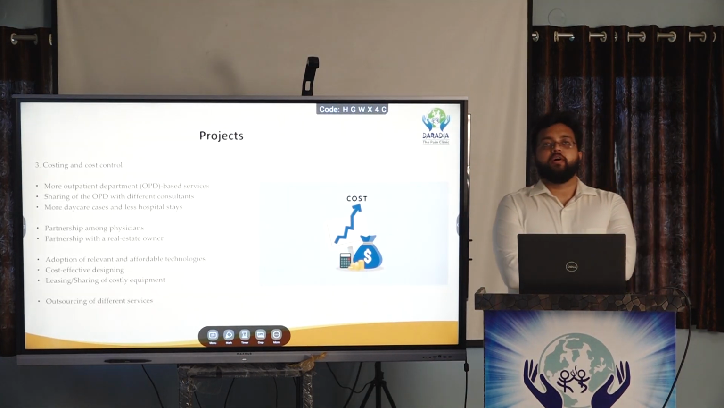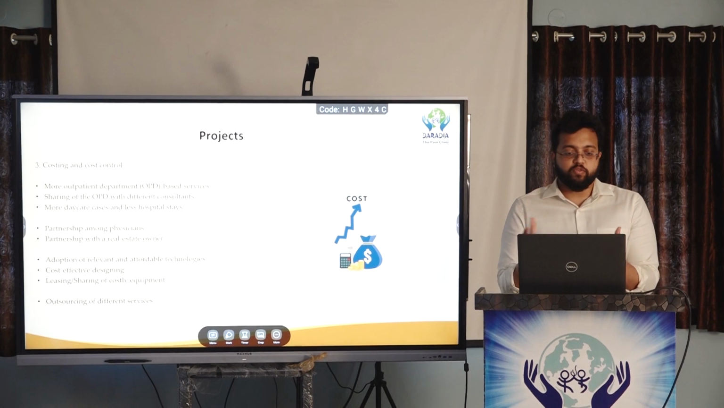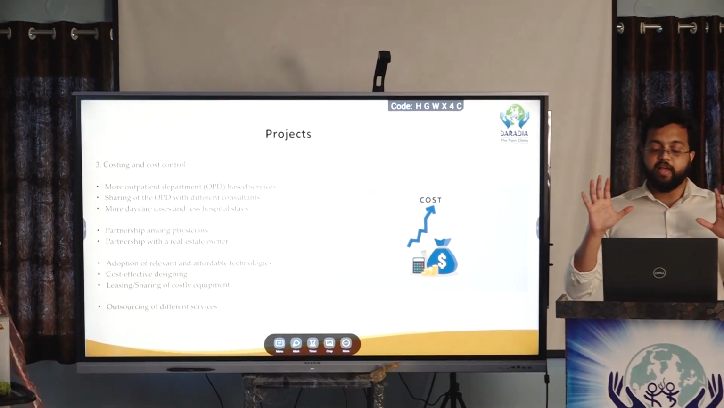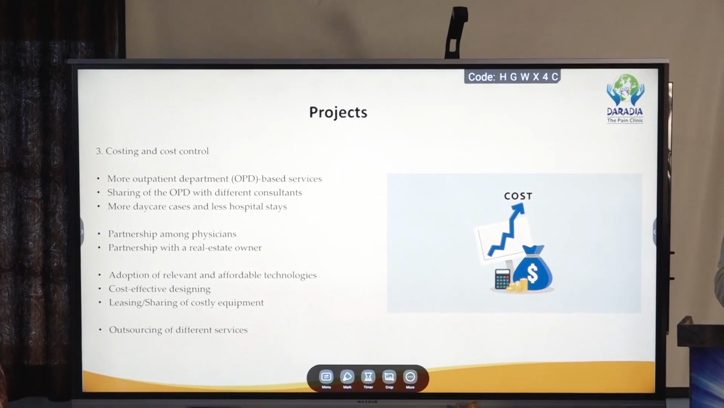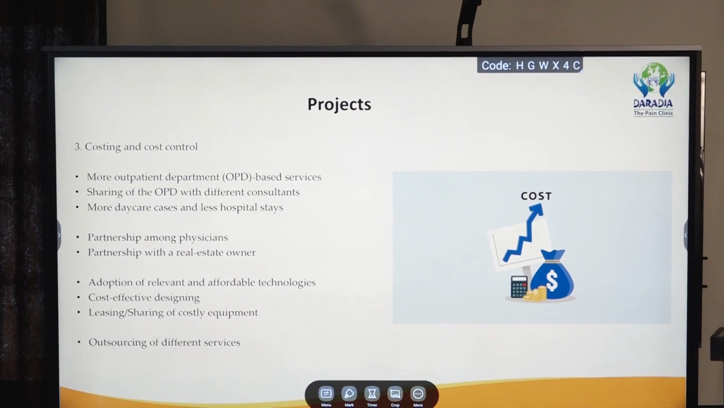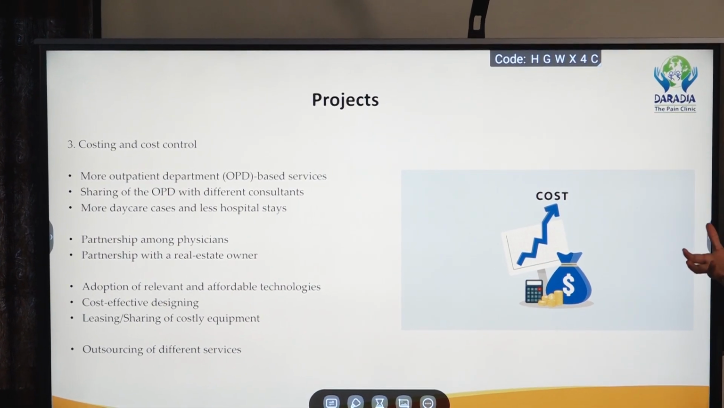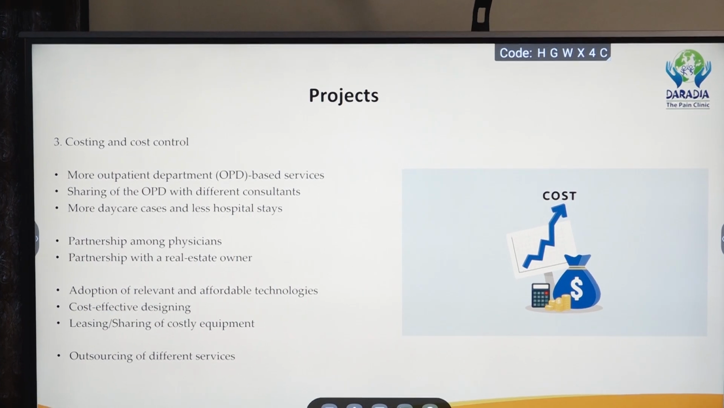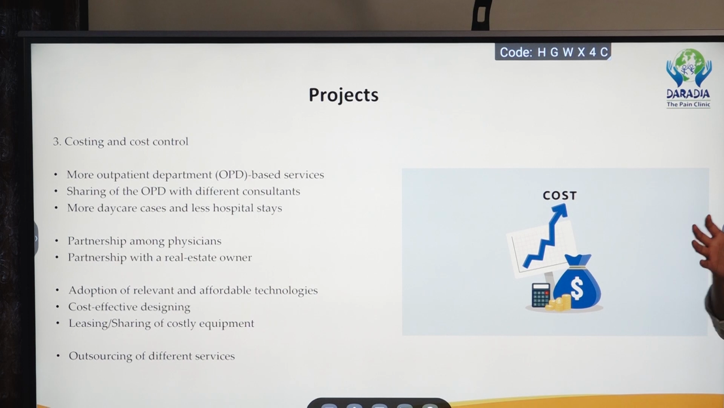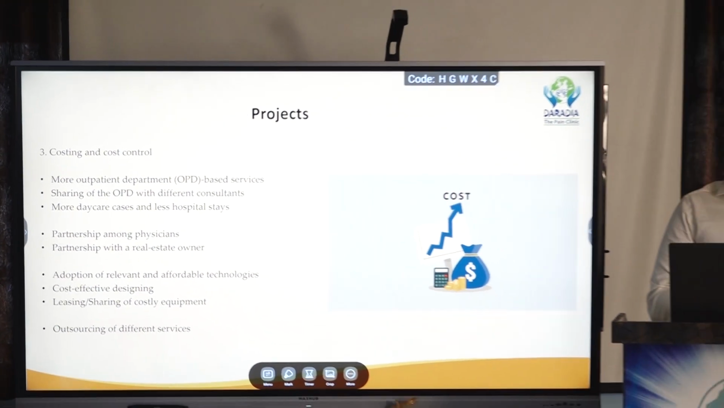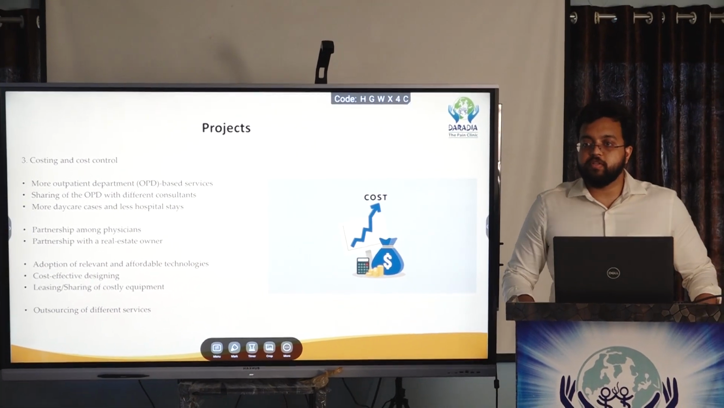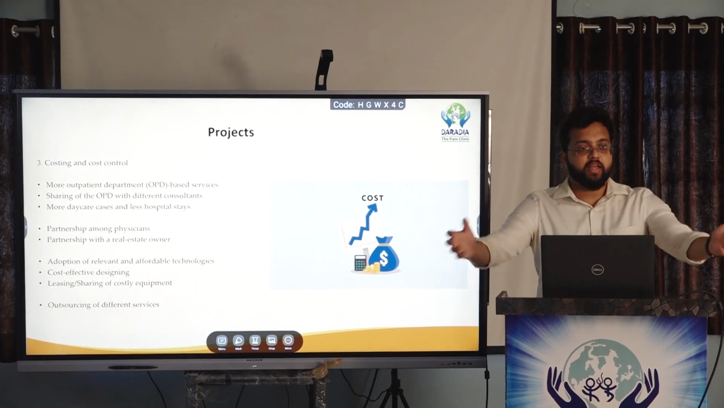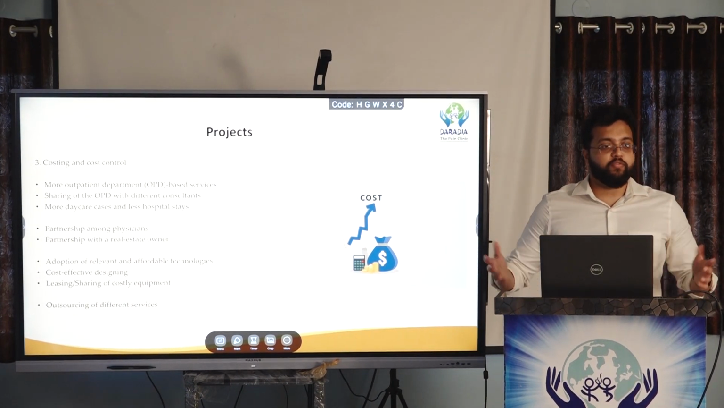Right? In terms of trying to reduce costs, one of the aspects that a pain clinic can focus on is OPD-based services. Try to increase that as much as possible. Partner with other physicians. Try to lease or share costly equipment. So if it's a group of 3 or 4 doctors, with one or two USG machines shared between yourselves, it makes it easier rather than investing in all of it for yourself.